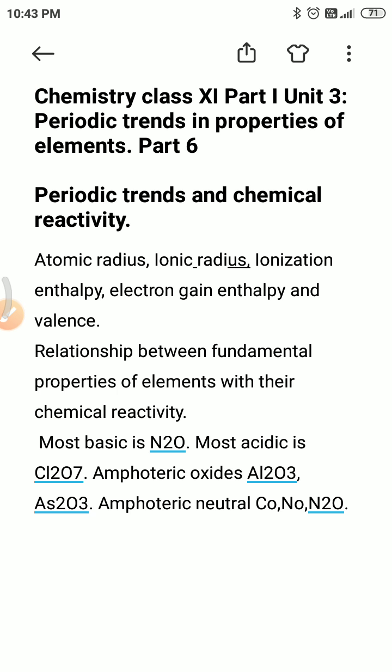This trend can be related to the reducing and oxidizing properties. In the case of transition elements, however, a reverse trend is observed. This can be explained in terms of atomic size and ionization enthalpy. I hope you have understood the periodic trends and chemical reactivity, and how the fundamental properties of the elements are related to chemical reactivity.